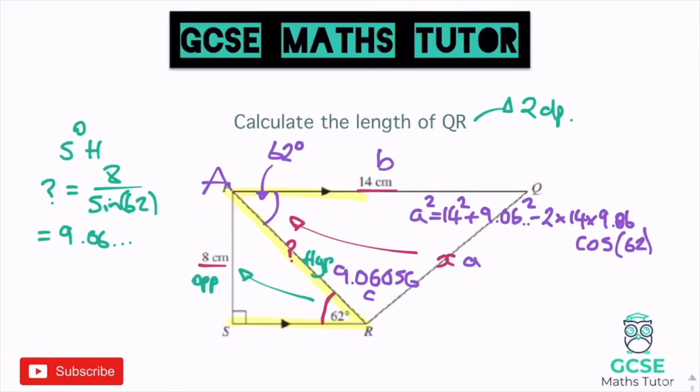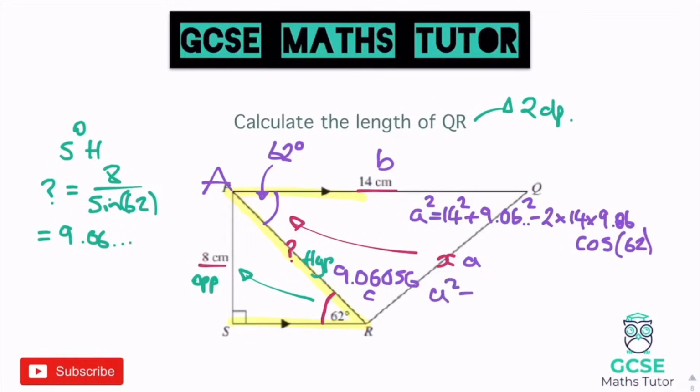Right, there we go. So let's try typing this in. So obviously I've left that answer in my calculator. So 14 squared plus answer squared minus 2 times 14 times answer, and then cos 62. Again, you can just write it down and not use the answer button if you want. I just quite like actually using that. So let's have a look. So let's write what we get here.